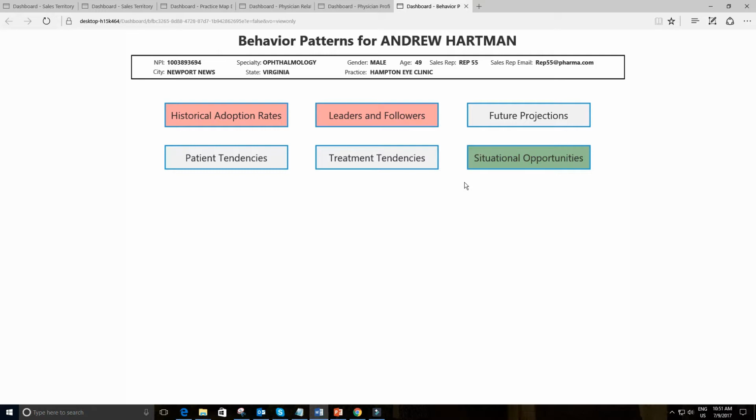The computer draws the sales manager to the ones of interest by using color. The rectangles colored dark pink represent situations that have a negative impact on Dr. Hartman's adoption of X-Drug. Those in green represent situations that have a positive impact. Those colored gray are neutral and thus not of interest. For example, this rectangle is telling us that historical adoption rates are a negative factor. To find out more, simply click it.